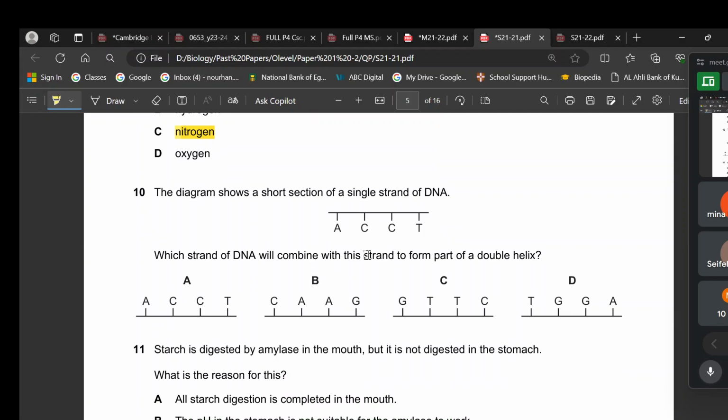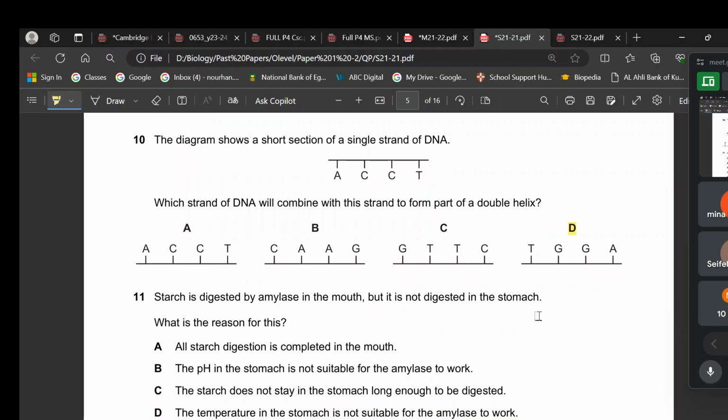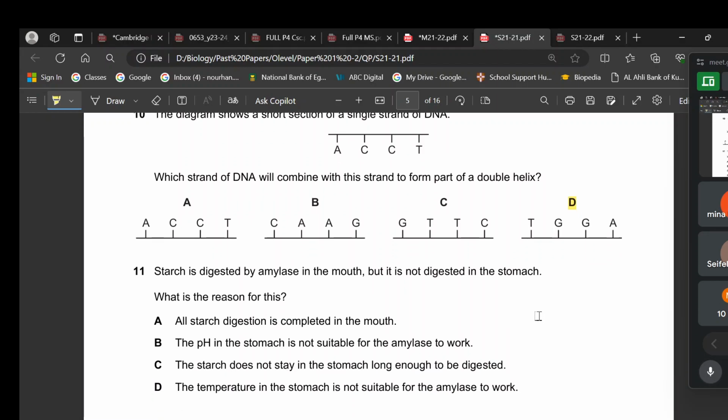Another complementary base pairing question. A pairs with T. C pairs with G. T pairs with A. So the only correct part is D.